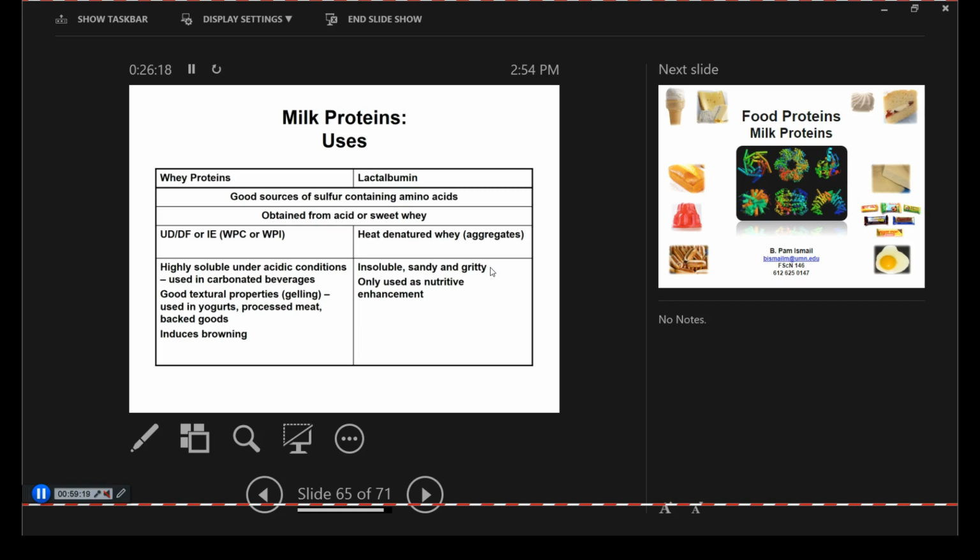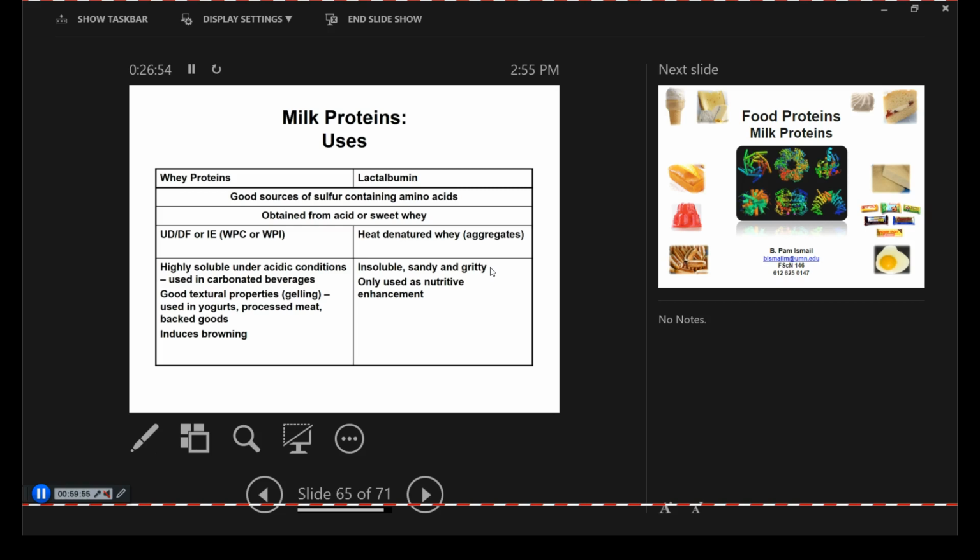So whey protein, the ones that are used, are formed by filtration or ion exchange, and have a wide range of application due to excellent functionality: solubility, gelation, even emulsification once they are denatured. And here, induced browning, especially WPC because of the lactose present. So sometimes you want that browning to occur in certain products, such as bakery products.